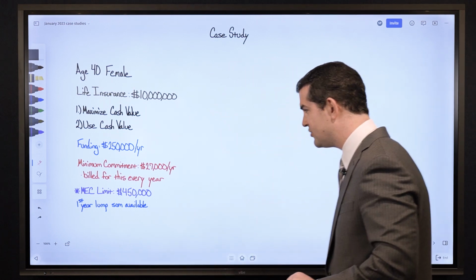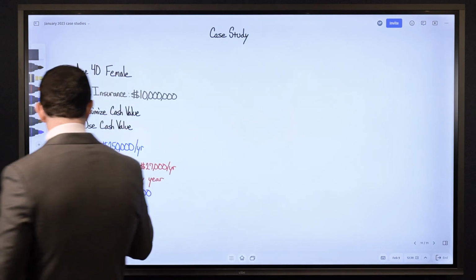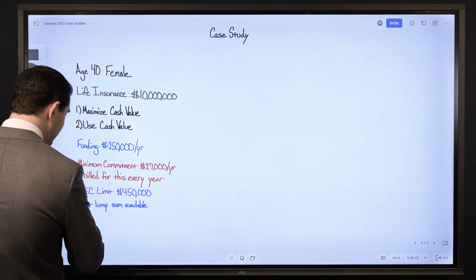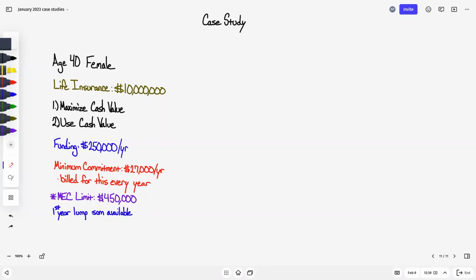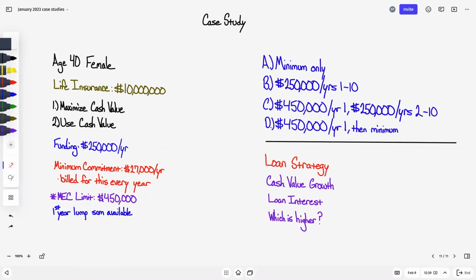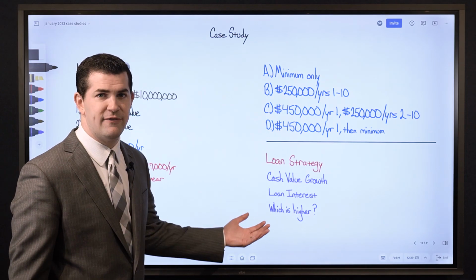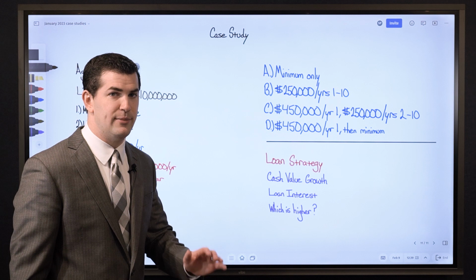So we will look at a scenario like that because there was interest there, and we've seen a lot of people interested in these types of funding scenarios or funding options. So what we will look at is as follows. We've got option A, minimum only. This is beneficial to see because she's going to fund the policy with more than just the minimum.